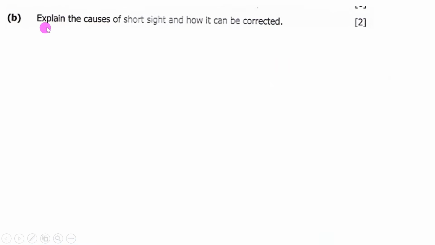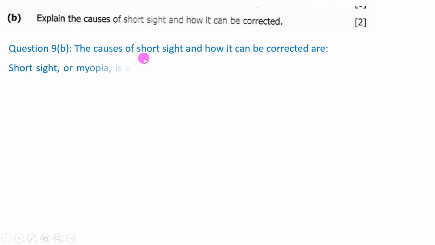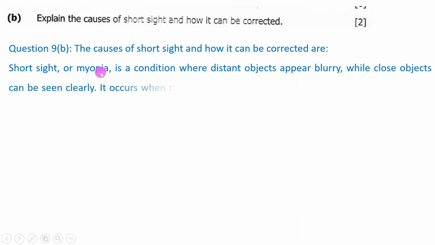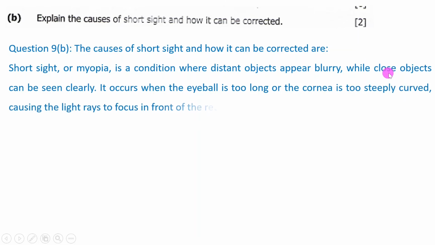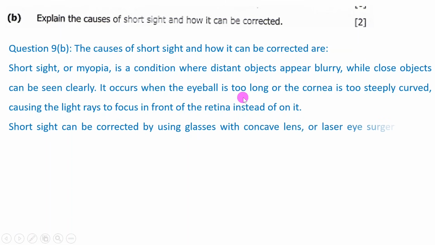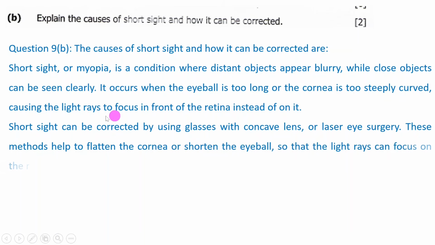We go to B. B says explain the causes of short sight and how it can be corrected. Here we are saying question 9b, the causes of short sight and how it can be prevented. Short sight or myopia is a condition where distant objects appear blurred while close objects can be seen clearly. It occurs when the eyeball is too long or the cornea is too steeply curved, causing the light rays to focus in front of the retina instead of on it.